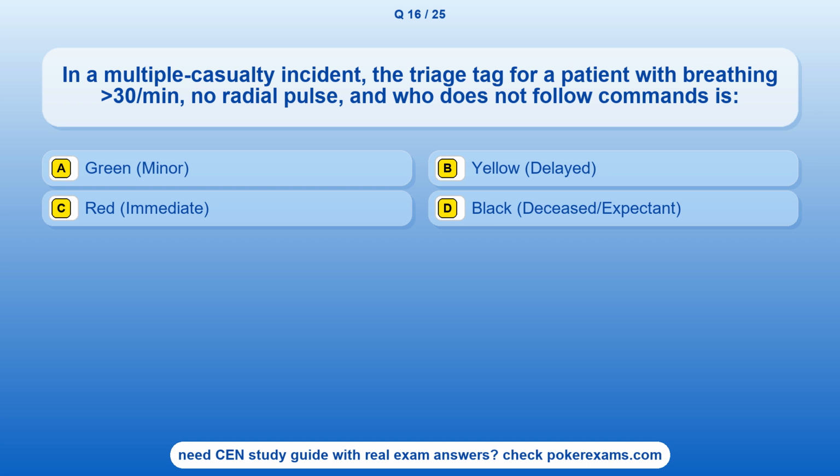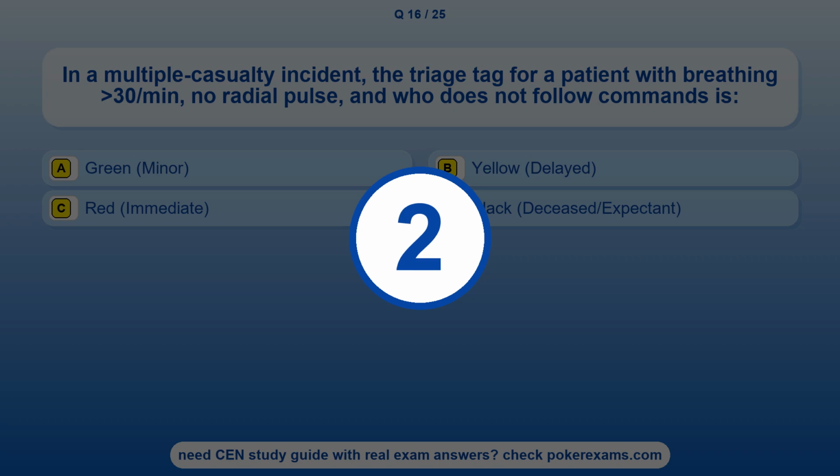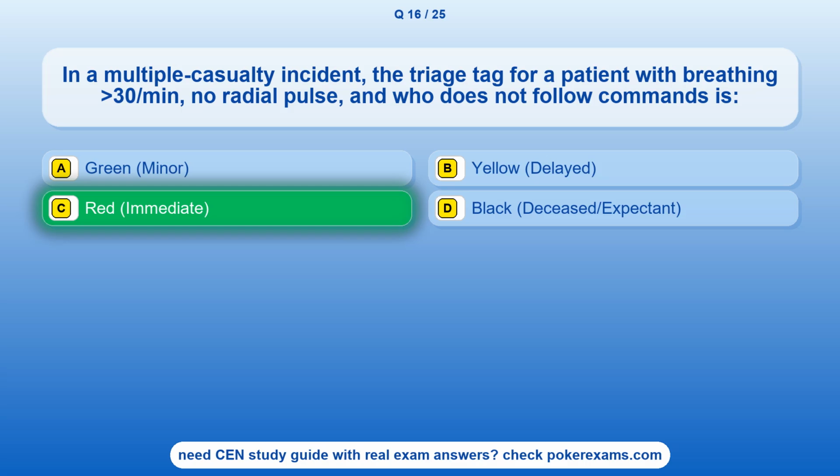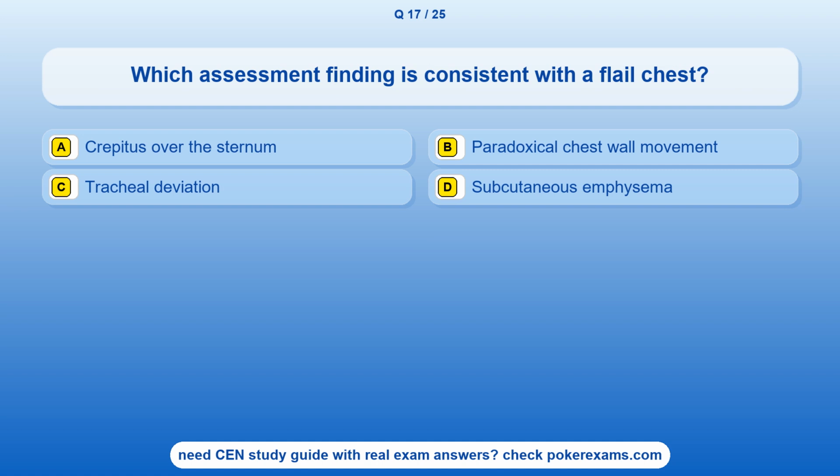In a multiple-casualty incident, the triage tag for a patient with breathing 30 per minute, no radial pulse, and who does not follow commands is: Option A. Green, minor. Option B. Yellow, delayed. Option C. Red, immediate. Option D. Black, deceased/expectant. The correct answer is option C. Red, immediate.